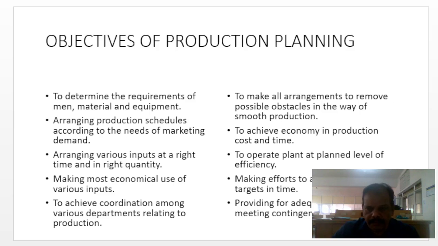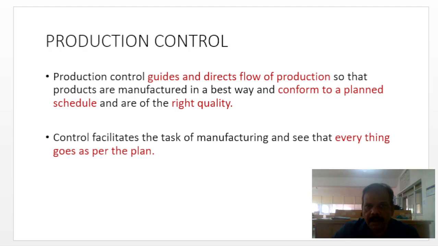cost and time. Also, to operate the plant at the planned level of efficiency, making efforts to achieve production targets in time, and providing adequate stock for meeting contingencies. So these are all the objectives of production planning.